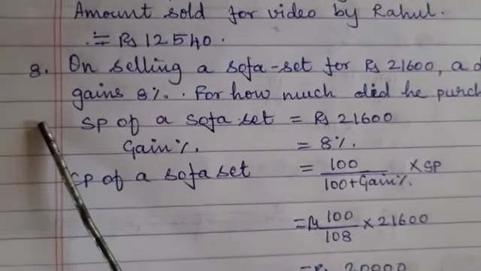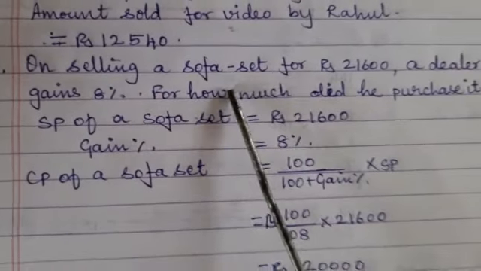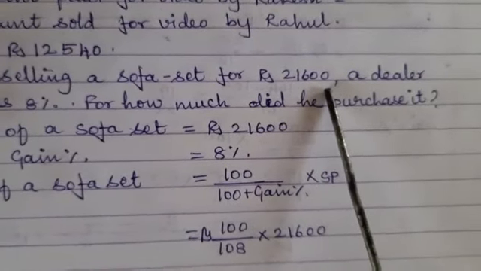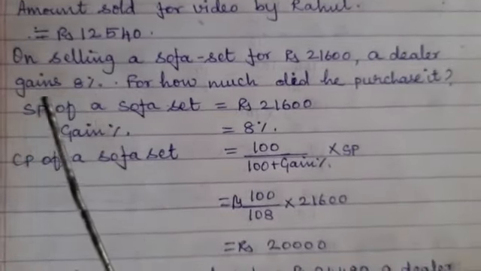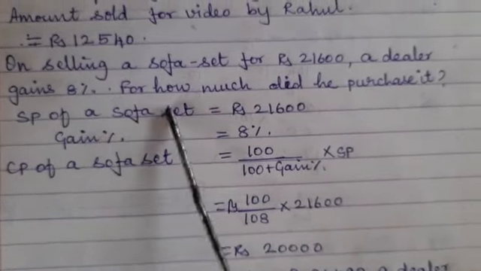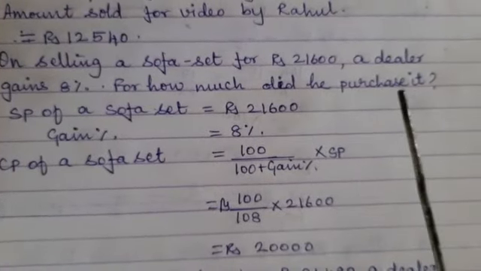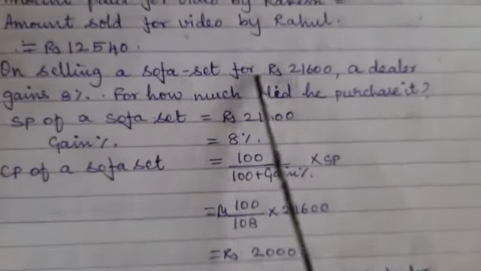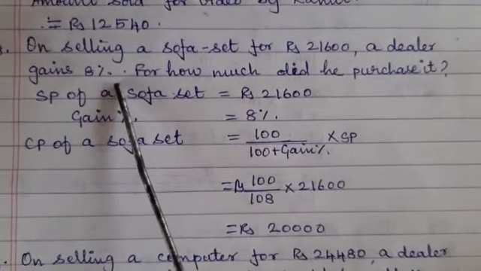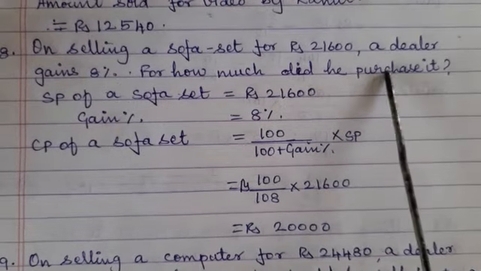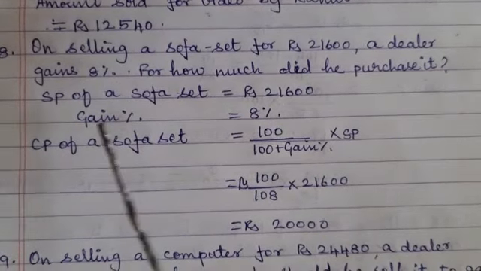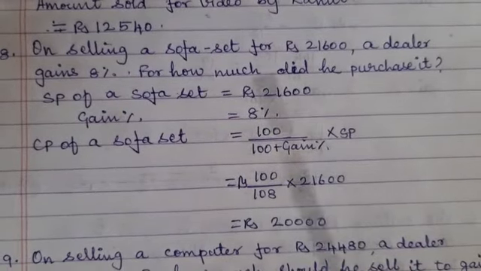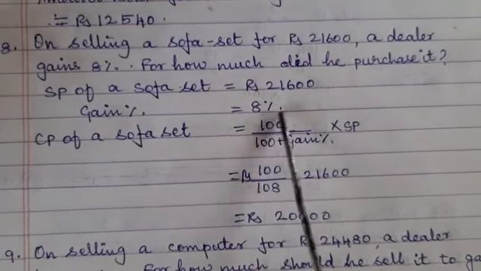Question number 8. On selling a sofa set for rupees 21,600, a dealer gains 8%. For how much did he purchase it? What are the things given here? SP is given, gain percentage is given. Now we have to find out CP. So SP of a sofa set is equal to rupees 21,600. Gain percentage equal to 8%.